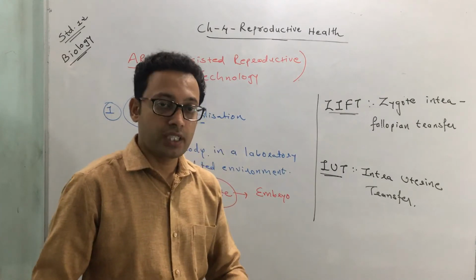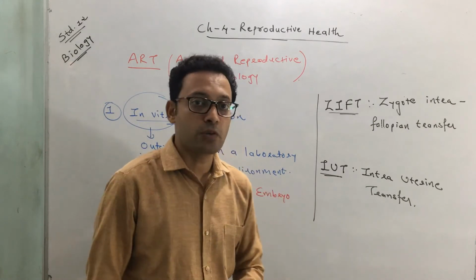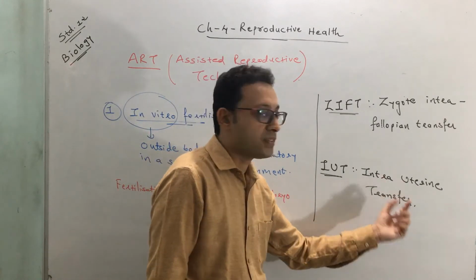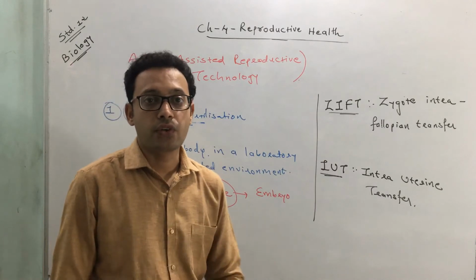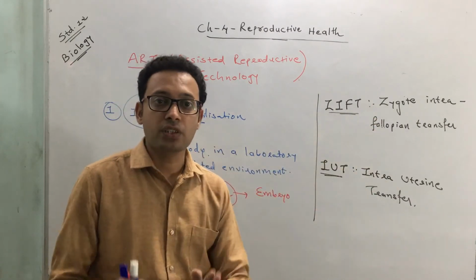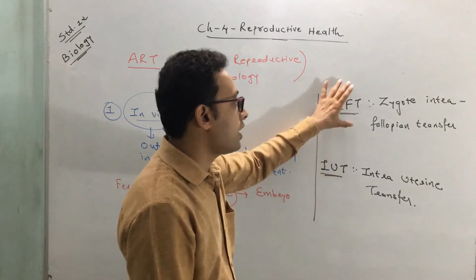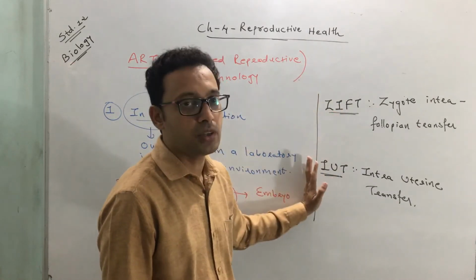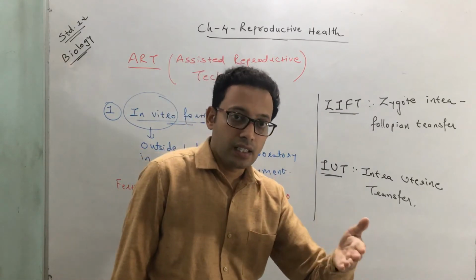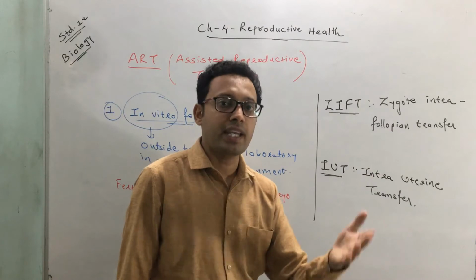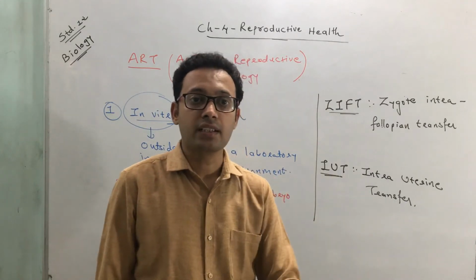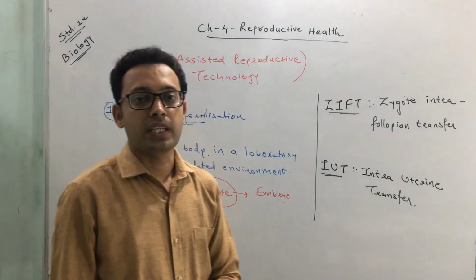If this embryo contains more than 8 blastomeres, it is transferred to a uterus, and such a technique is called intrauterine transfer. What is it called? Intrauterine transfer. Okay, so depending on the location and the number of cells, there are two types of technique, ZIFT and IUT. This is called the embryo transfer technique. If the embryo contains up to 8 blastomeres, then it is transferred to a fallopian tube, and that technique is called ZIFT. And if the embryo has more than 8, then it is transferred to a uterus, and this is called IUT, intrauterine transfer.